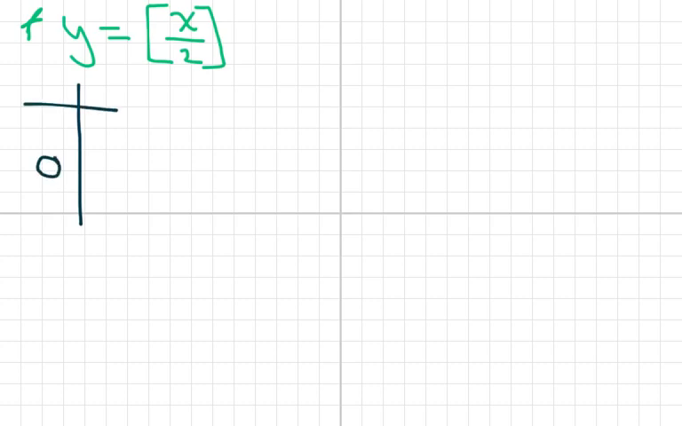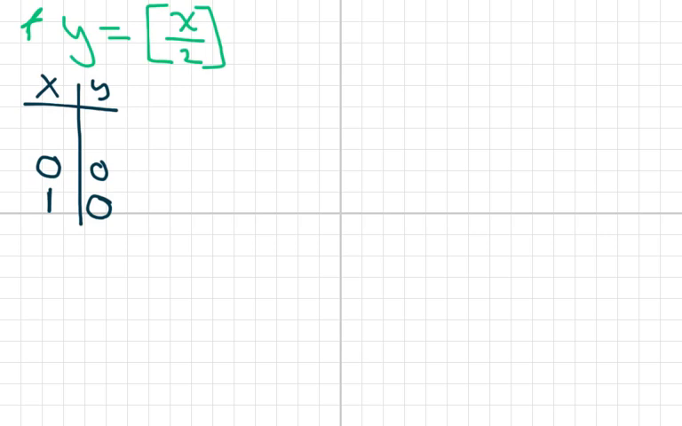When I put a 0 in here, 0 over 2, then your y is going to be 0. But if I put a 1 in here, that's going to be 1/2. But 1/2 is not an integer, so you move it back to 0. If you've done computer programming, it's called the ceiling and the floor.